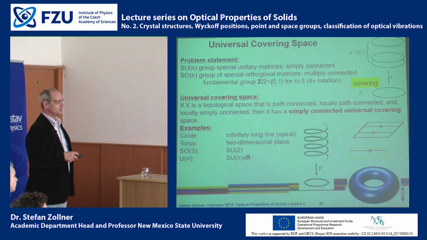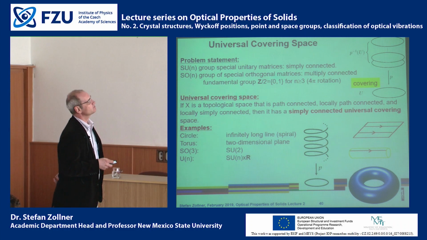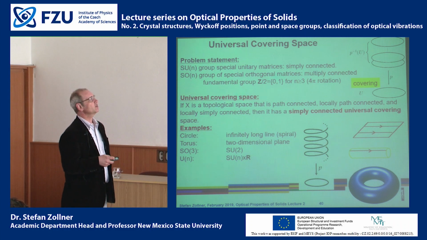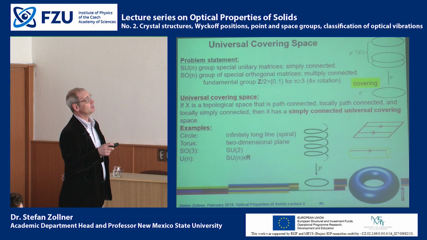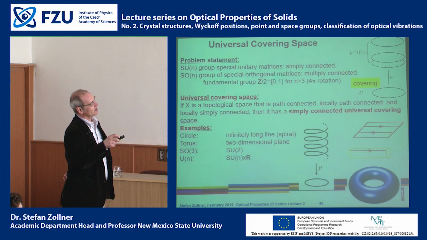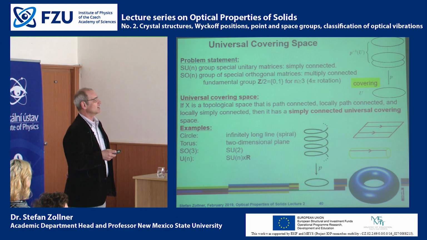If we have a topological space which is not simply connected, then we can find a covering. So imagine we have a pancake here, then a covering for that pancake would be an entire stack of pancakes. And I can project down, and locally everything looks the same. So that is a covering.